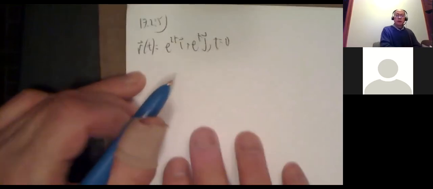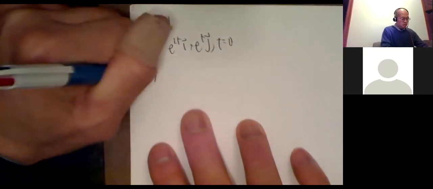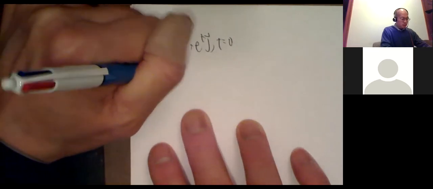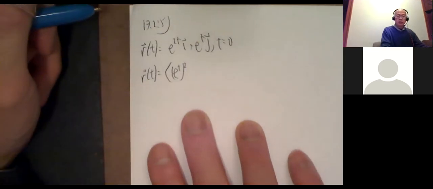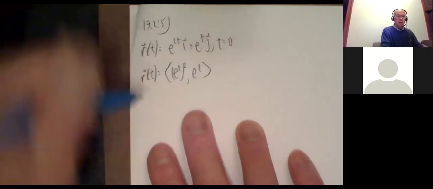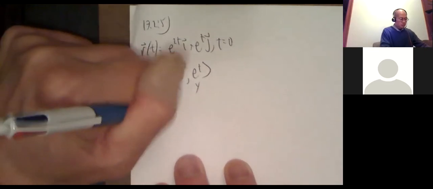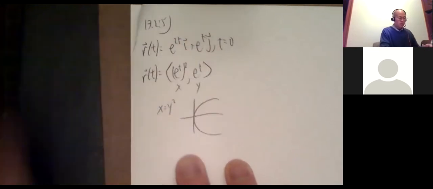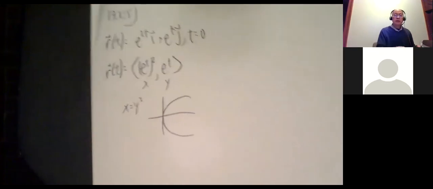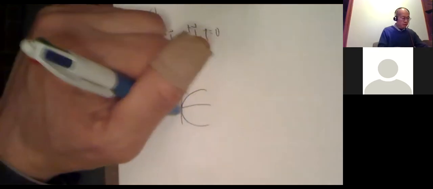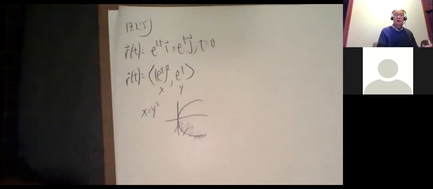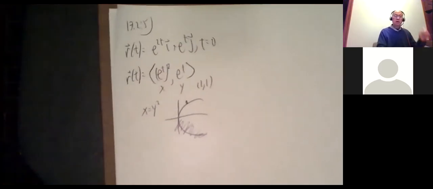Okay, sketch the curve. So let's see. I can write this as x equals (e to the t) squared, and y equals e to the t. So x equals y squared. Okay, so we know it looks like that. Except both x and y are positive because e to anything is positive, so this part's not really there. Okay, t equals 0, I'm at the point (1, 1). All right, so that's what we have.